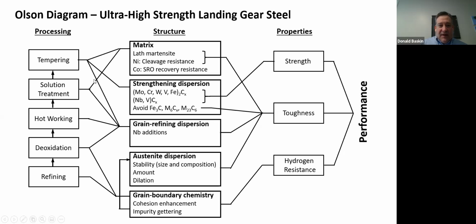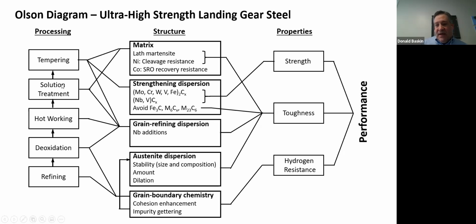But going up the left side here are the different processing systems. So you go from having steel or iron ore, you refine that iron ore, you take the oxides out of it. You have to work it down into some type of useful shape, like maybe a billet or a sheet, forging maybe, and then you solution treat it.